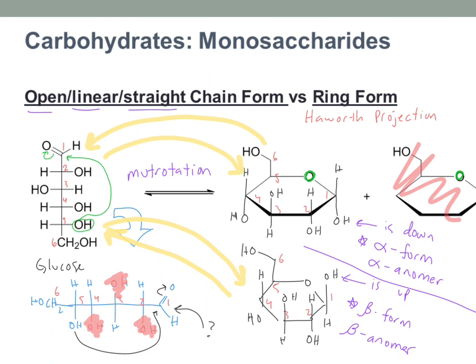But we definitely want to know whether our OH is going up or down, because it's going to be hugely important when we start identifying what types of linkages we have. Are they alpha linkages or are they beta linkages? So pay close attention to whether your OH is heading down from carbon number 1 or heading up from carbon 1. And so we'll start talking about that in the next video when we talk about disaccharides and glycosidic linkages.